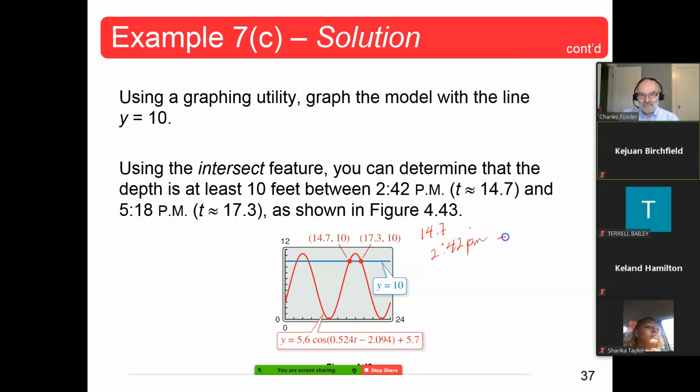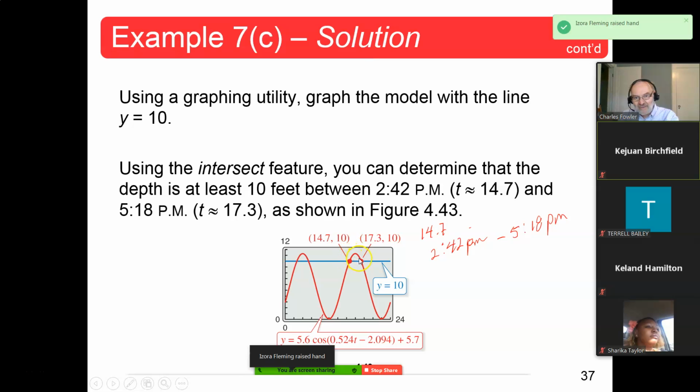Well, 17 would be 5 o'clock. 0.3 times 60 would be 18. So those are the 2 times in the afternoon, between 2:42 and 5:18. That's when you have at least 10.